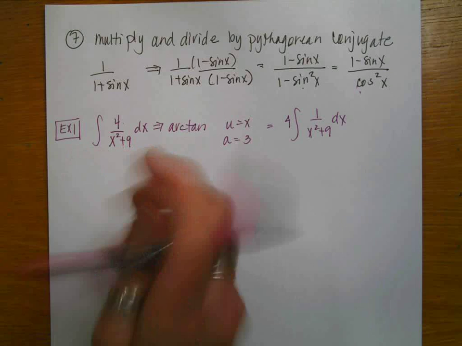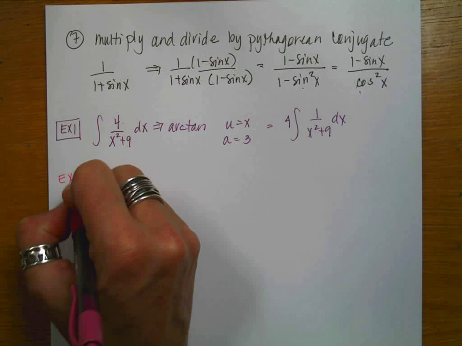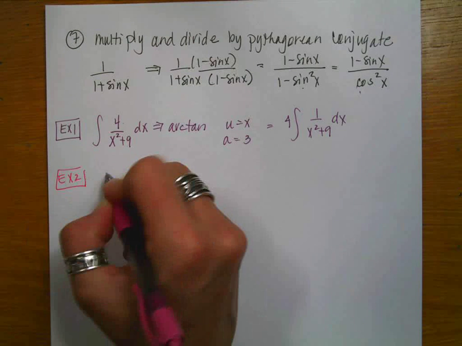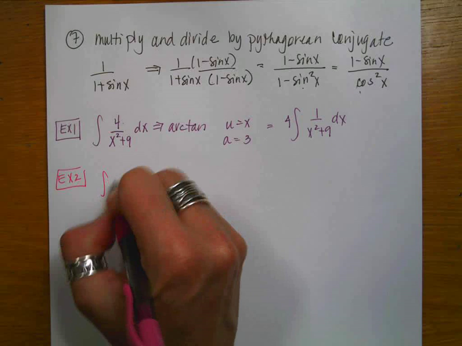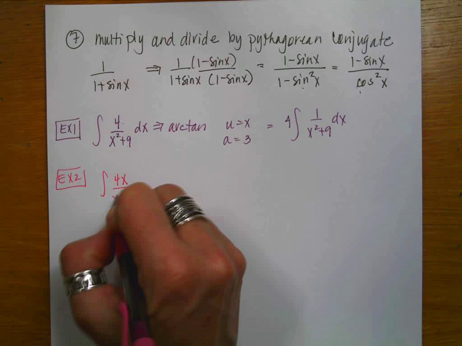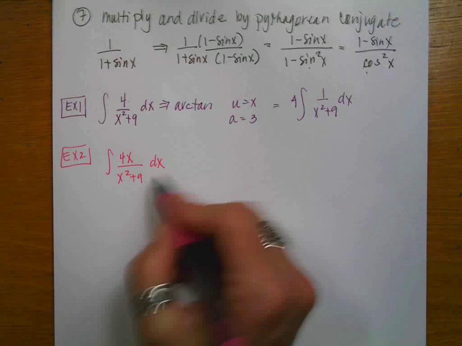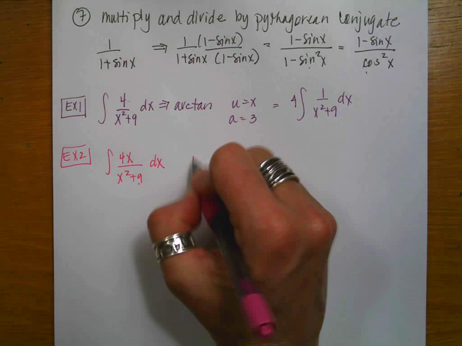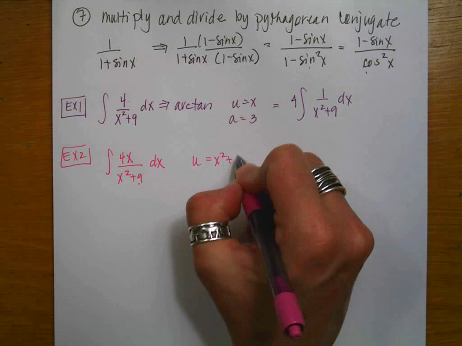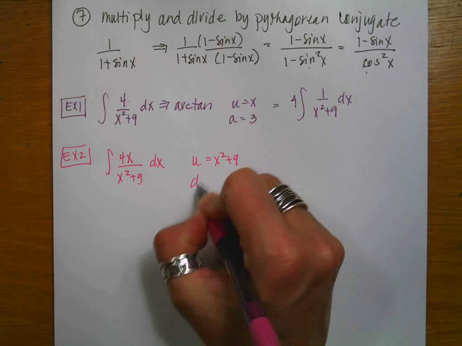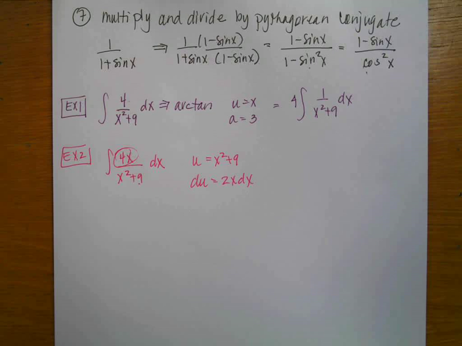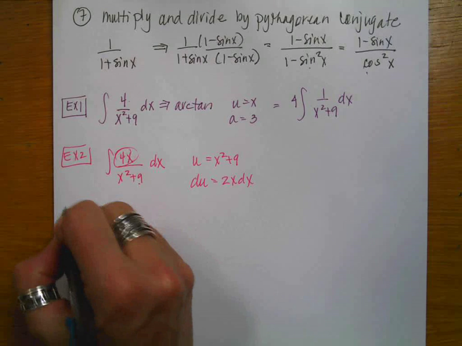Okay. The next example is a variation of the same problem. And so what if I had the integral of 4x over x squared plus 9 dx? Well, now it's just simple u substitution, because if your u was x squared plus 9, your du is 2x dx. I could manage the numerator and then integrate by using simple u substitution.